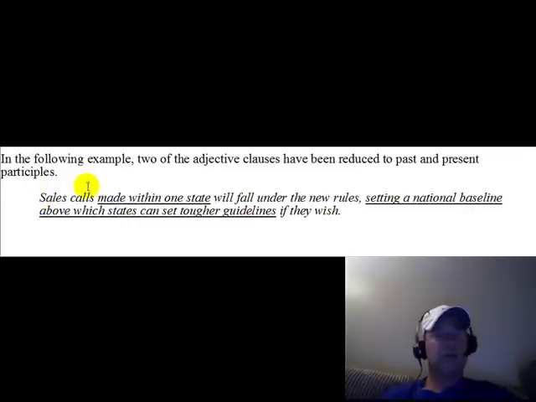So in this case, you can see the words made within one state, that's a participial phrase. Setting a national baseline is also a participial phrase, and then this last one is an adjective clause, and it cannot be reduced.